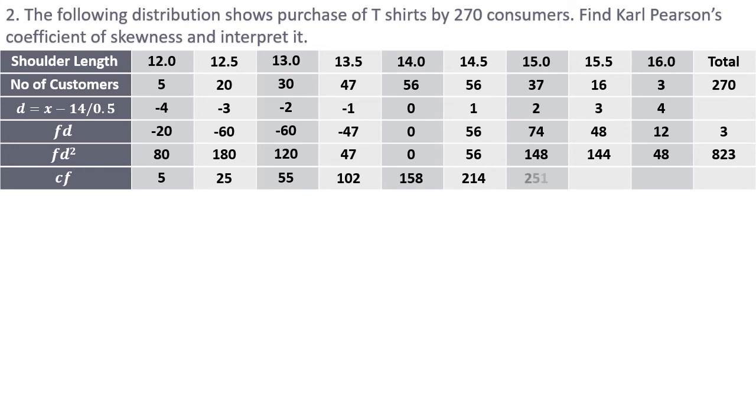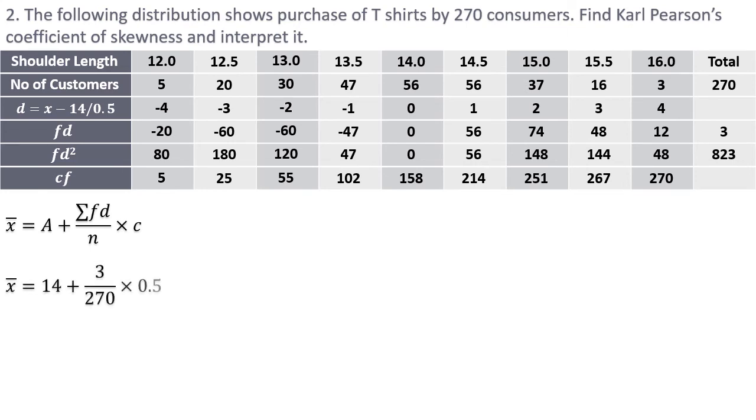Now using all this data I am going to start with the calculation of my mean. A plus summation FD upon N into C. Now A is 14, FD is 3, N is 270 and C is 0.5. So when I solve this data I get 14.01 inches.